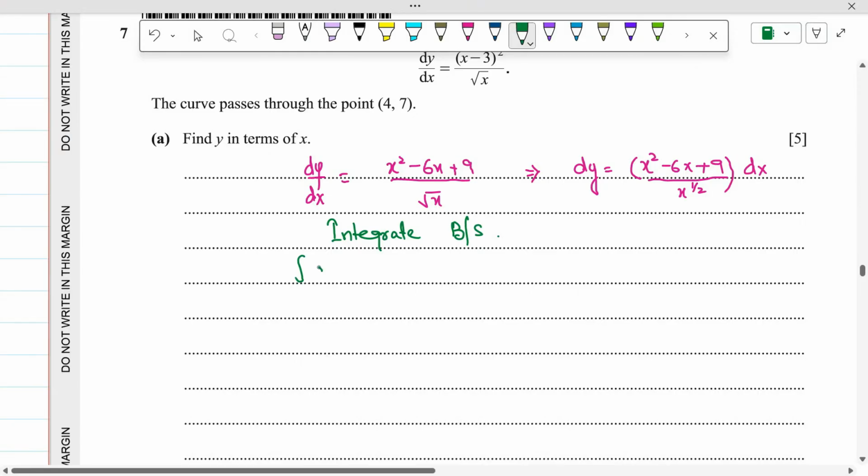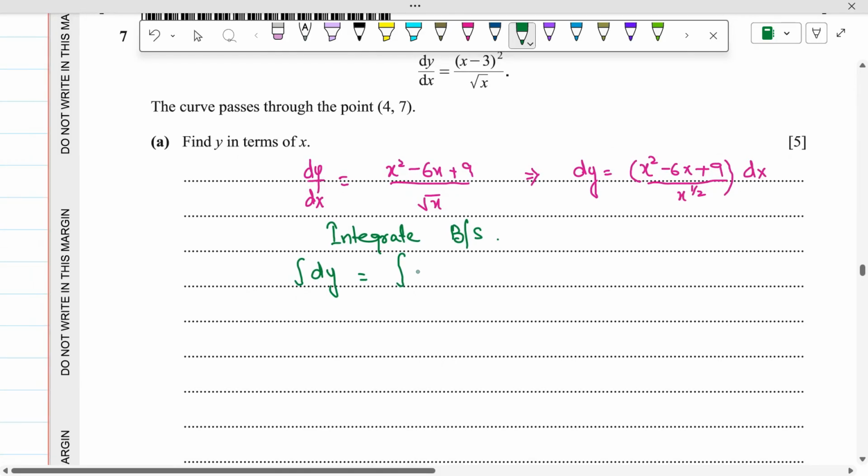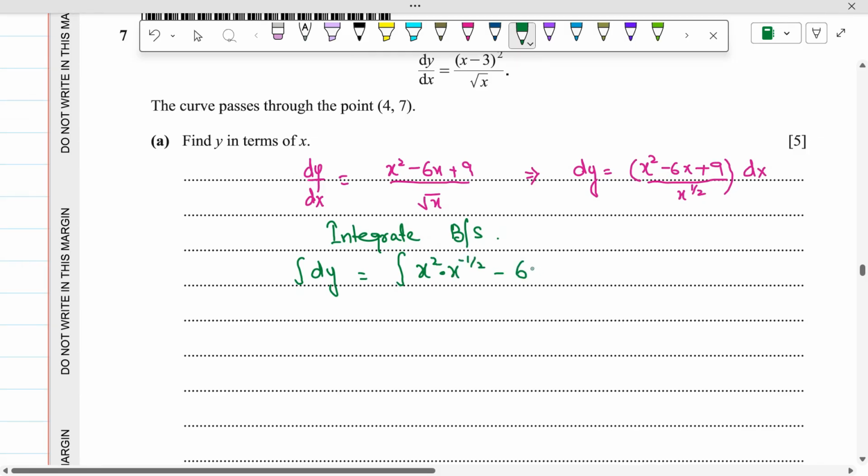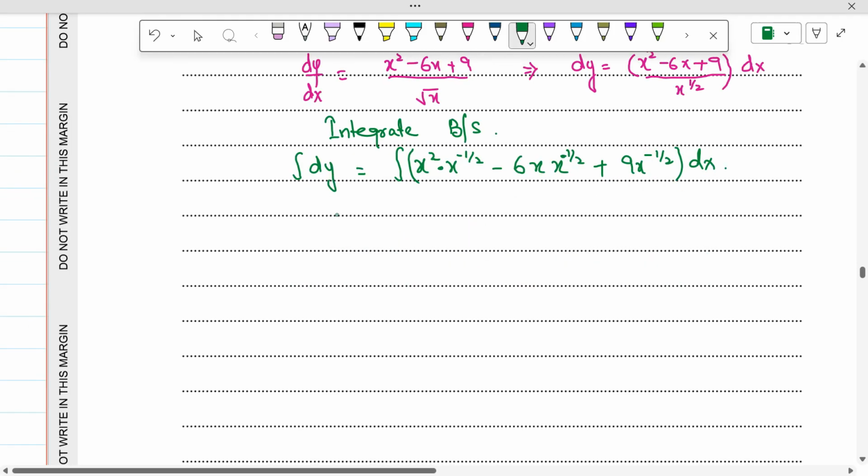So the integration of dy is equal to the integration of, when we switch x to the power of half to the numerator, x squared times x to the power of negative half, minus 6 times x to the power of negative half, plus 9 x to the power of negative half, with respect to dx. So the integration of dy is y, which equals the integration of x to the power of 3 by 2, minus 6 x to the power of half, plus 9 x to the power of negative half.